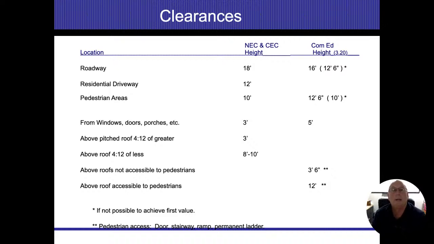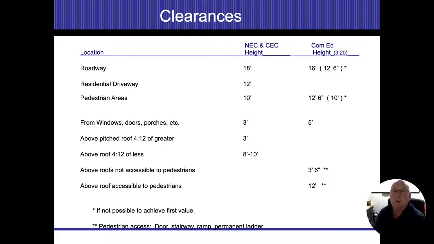So roadways, 18 feet. Residential driveway, 12 feet. I would like you to still know driveways that are designed for farm equipment, that's actually 15 feet. So 18 for roadways, 15 for farm equipment, 12 for residential driveways, pedestrian, or any place that I could walk underneath those wires, whether it's a deck, lawn, sidewalk, whatever, 10-foot clearance from that.